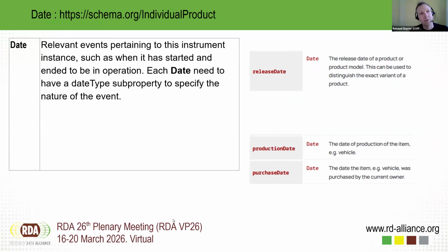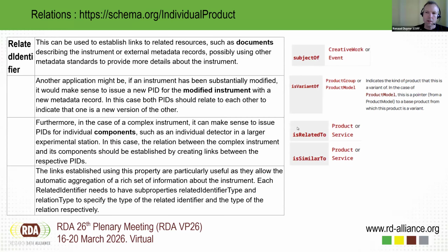So there are various dates. These are the only dates you have on product, but I think they're probably enough to start: release date, production date, purchase date. And the related identifier: I saw, Lucas, you use subject of in your example. So you have a relation, and I have a question for you as well, Lucas, on how you model these relations.